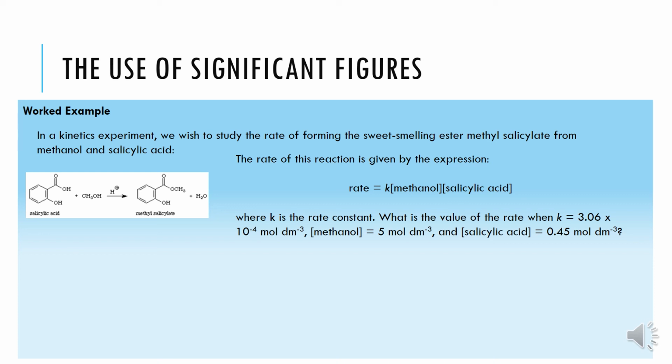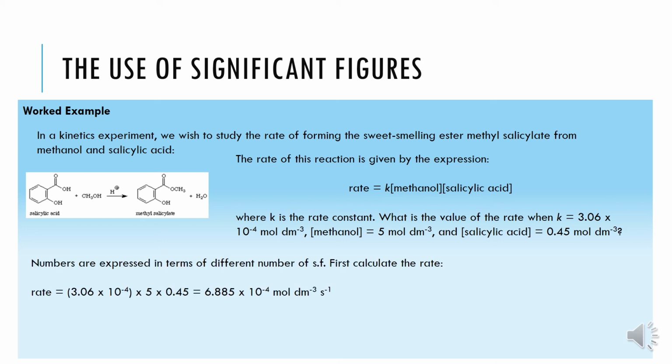Now, I give you here values for each one of those parameters in that algebraic phrase. The value of the rate constant k is given as 3.06 times 10 to the minus 4 moles per decimeter cubed. The concentration of methanol is given as 5 moles per decimeter cubed, and the concentration of salicylic acid is given as 0.45 moles per decimeter cubed.